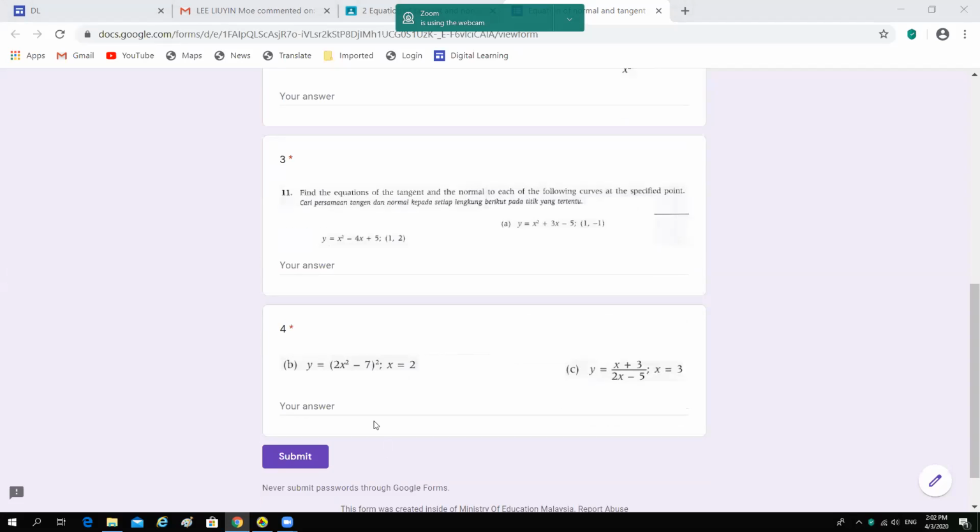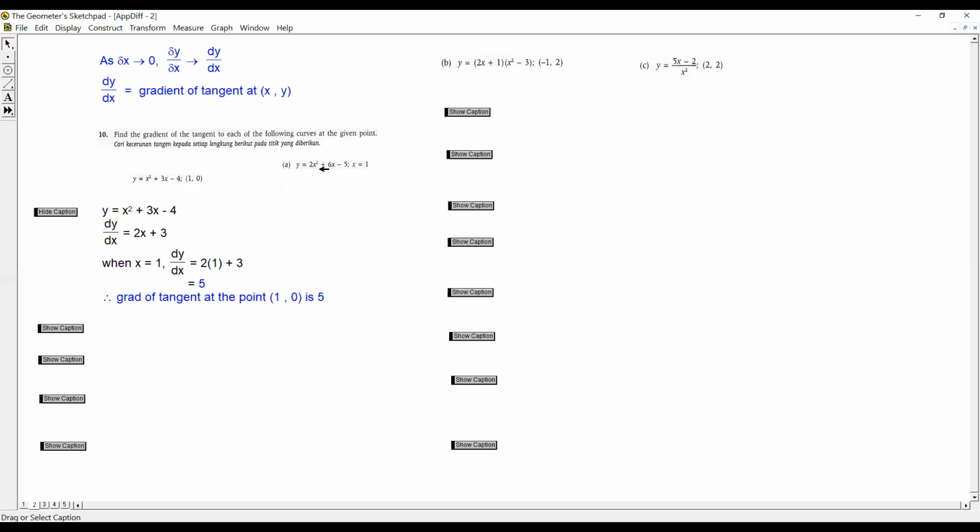We go back to our Geometer's Sketchpad. We look at question number one, question A. What must we do when you look at this equation? This topic is about differentiation.